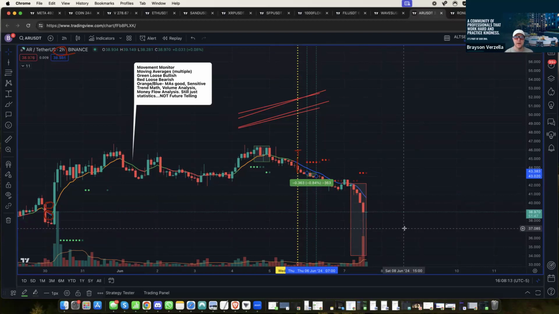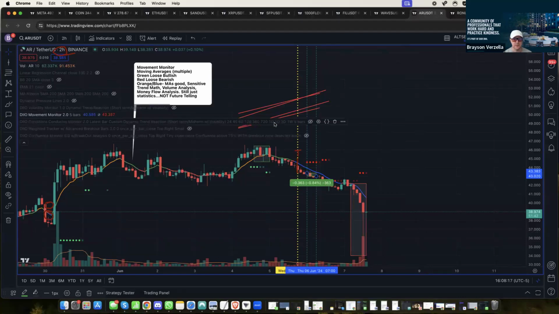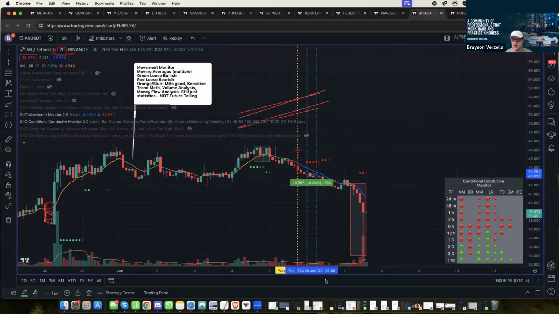And so this is where I would go and look at the data on something like the conditions conducive monitor and see if it makes sense on other time frames to jump into that. So we're going to talk about that too, because I can kind of see where this will go, and I feel like we're making good headway here.